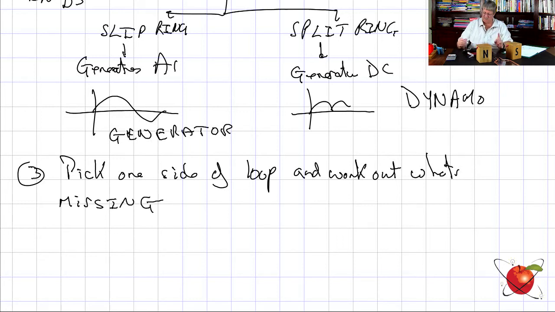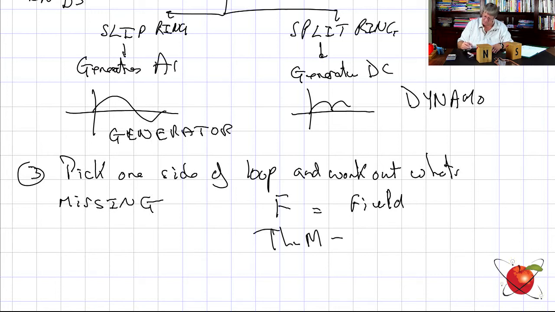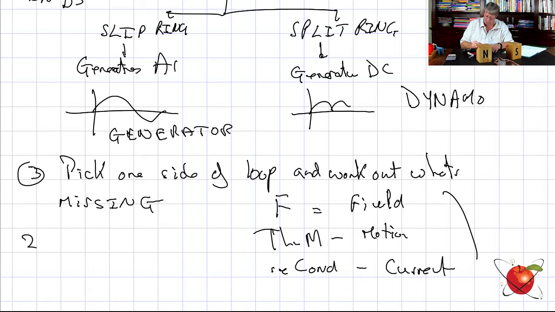Why do I say that? Hang on. I've got forefinger, field. I've got thumb, motion, movement, direction. And I've got second, which is current. There will always be 2 out of 3.